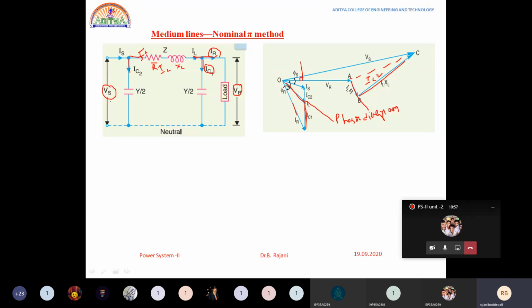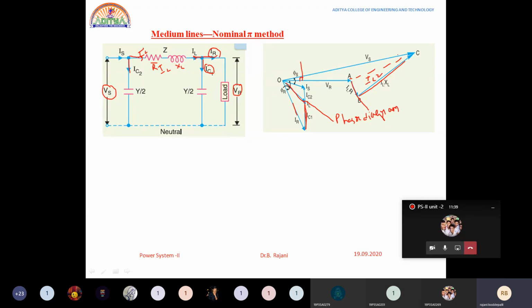Sending end voltage Vs is equal to Vr plus this drop. If you consider this entire loop and apply KVL, then you will get Vs equal to Vr plus IL into Z. This is the resultant of Vr and these drops. See, Vs is the resultant of the receiving end reference voltage VR plus IL into Z. Or else you can combine it like this: VR plus IL into R and IL into XL, which is nothing but IL into Z.